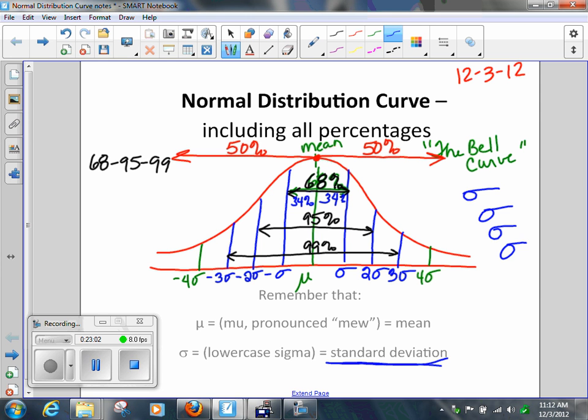How could I figure out what's in this piece right here and this piece right here? 95 minus 68 is 27. What's 27 divided by 2? 13 and a half. Excellent, Anna. So this piece represents 13.5% on both sides. Very good.